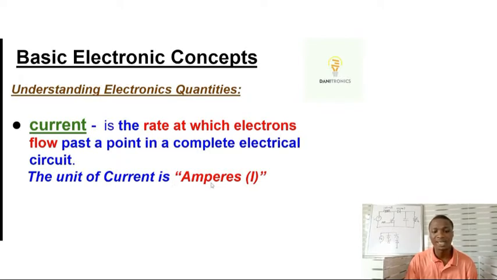The unit of current is amperes. It's usually denoted with the symbol capital letter I. So as we proceed, you will have a better understanding, but get this concept once and for all, that current is talking about the rate of flow of electrons in a circuit.